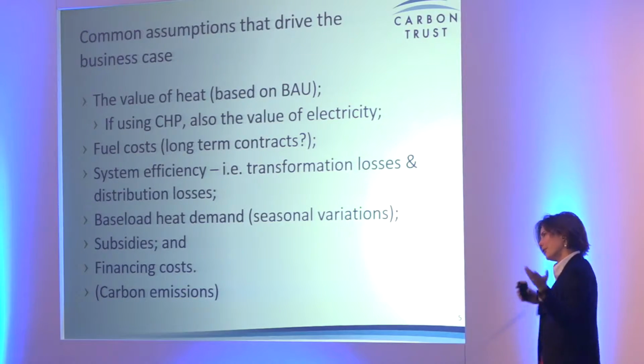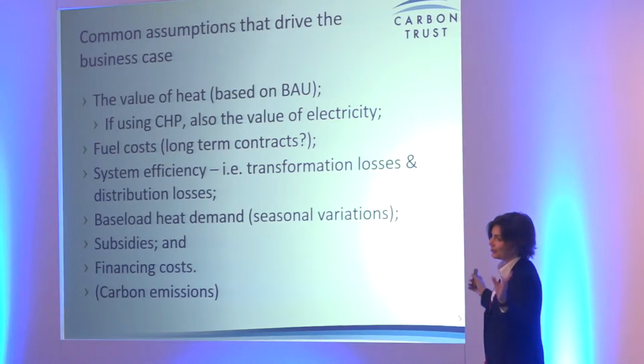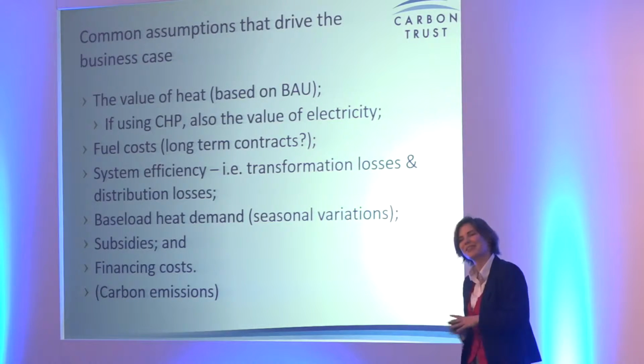Otherwise, you cannot show them how much better, or in some cases worse off, they would be if they switched to district heating. And it goes without saying that if you've got combined heat and power, you should also be checking the value of electricity. Is it private wire? Is it being used on site? What proportion is being exported to the grid? What prices? What contracts are in place?